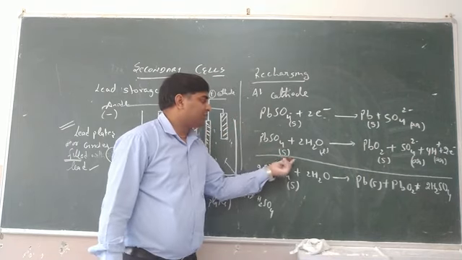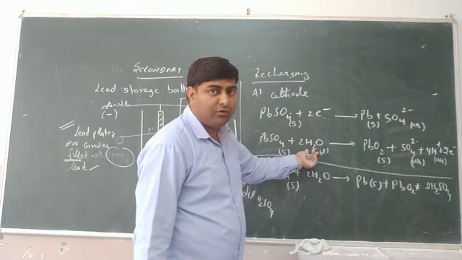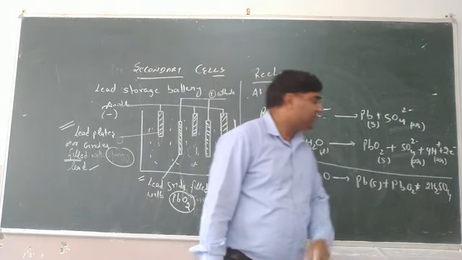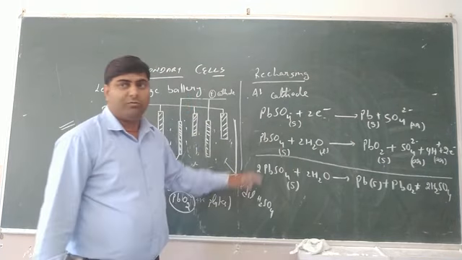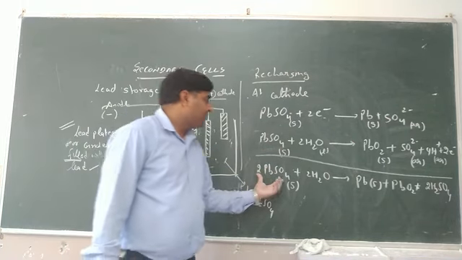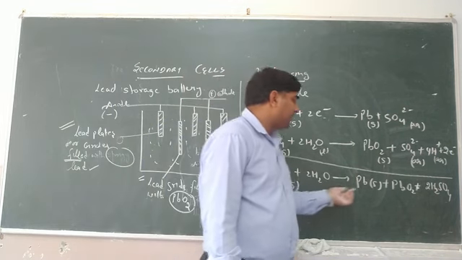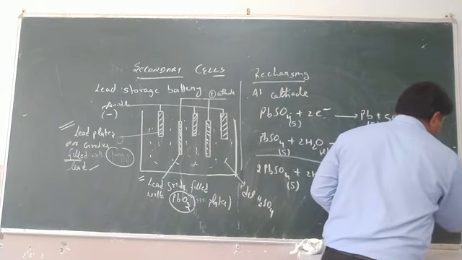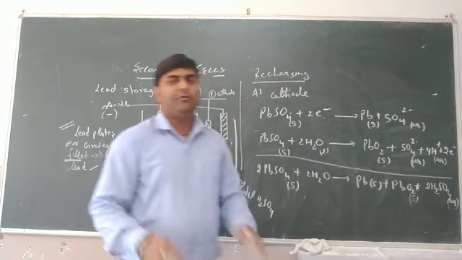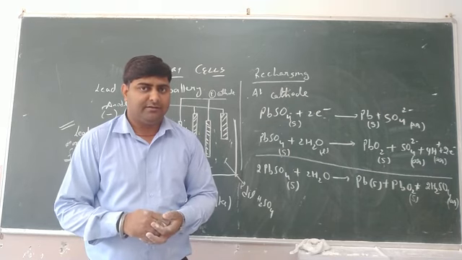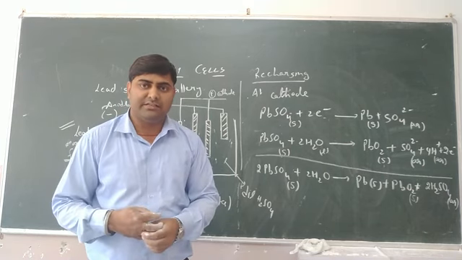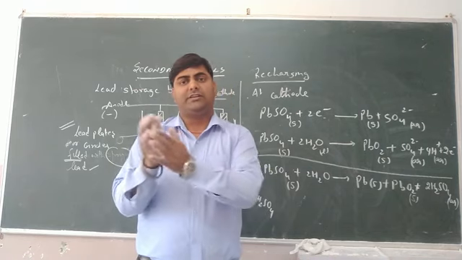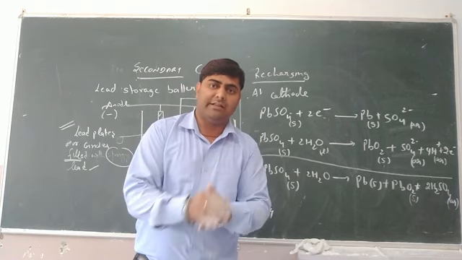And PbSO4 solid reacts with 2 molecules of water to form lead dioxide plus sulfate ions plus H positive ion plus 2 electrons. When we write the overall reaction it is 2 PbSO4 plus 2 molecules of water gives lead solid plus lead dioxide solid plus sulfuric acid aqueous. If you compare the reaction during charging with the reaction during discharging, you will find that they are just the inverse of each other. Cathode changes to anode and the anode changes to cathode.